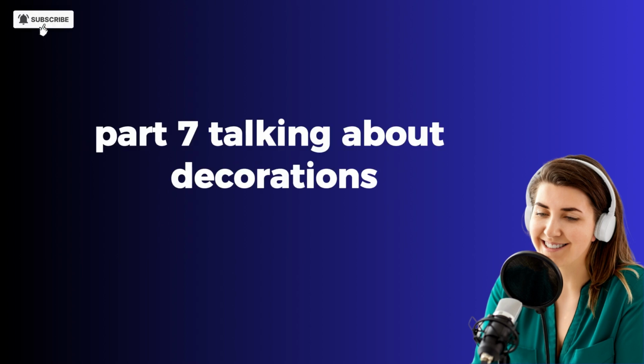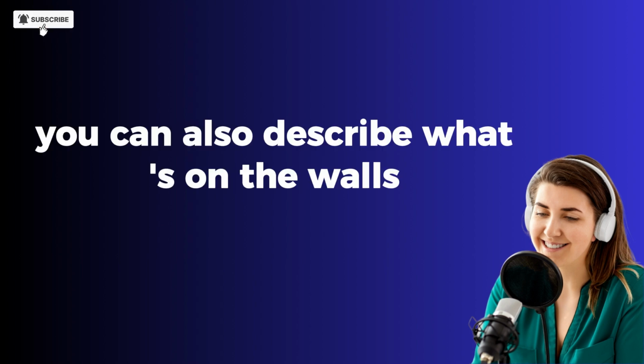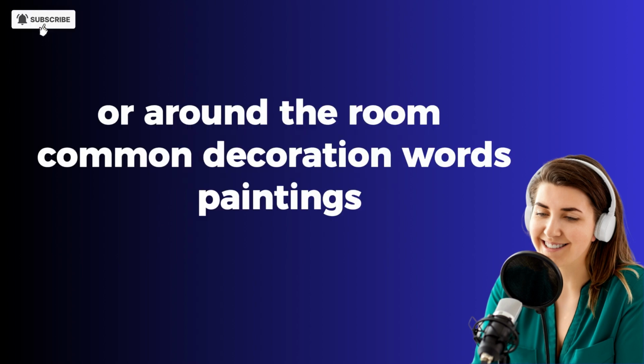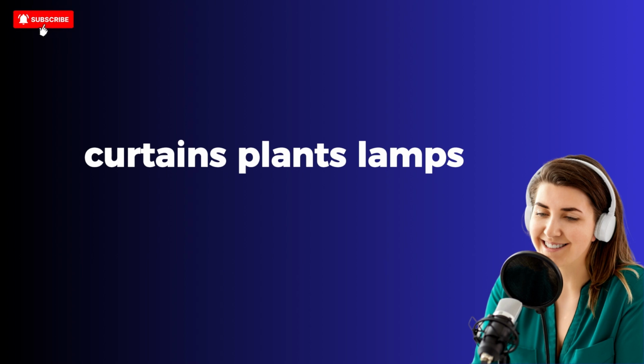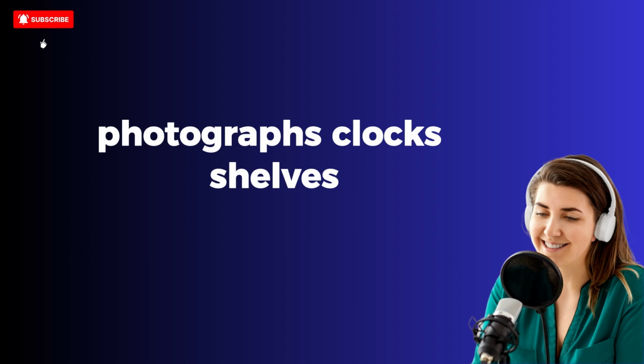Part 7. Talking about decorations. You can also describe what's on the walls or around the room. Common decoration words: paintings, curtains, plants, lamps, photographs, clocks, shelves.